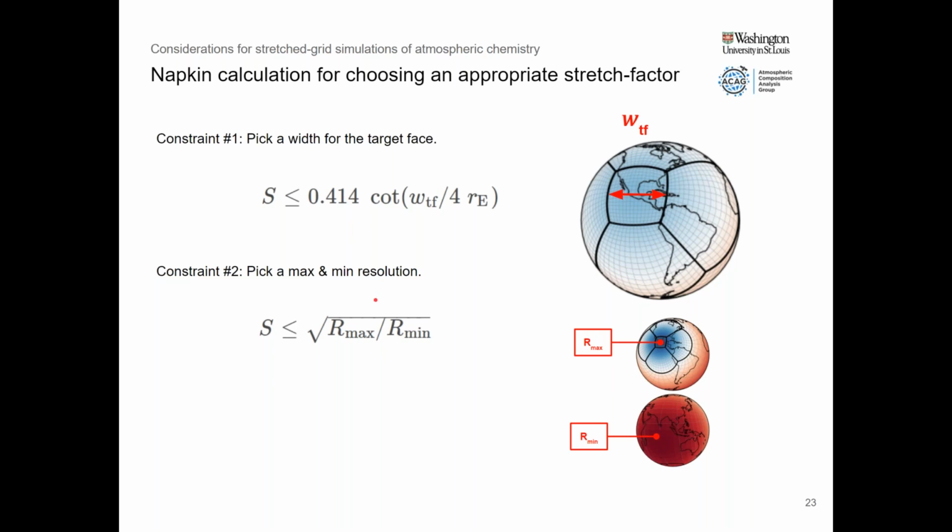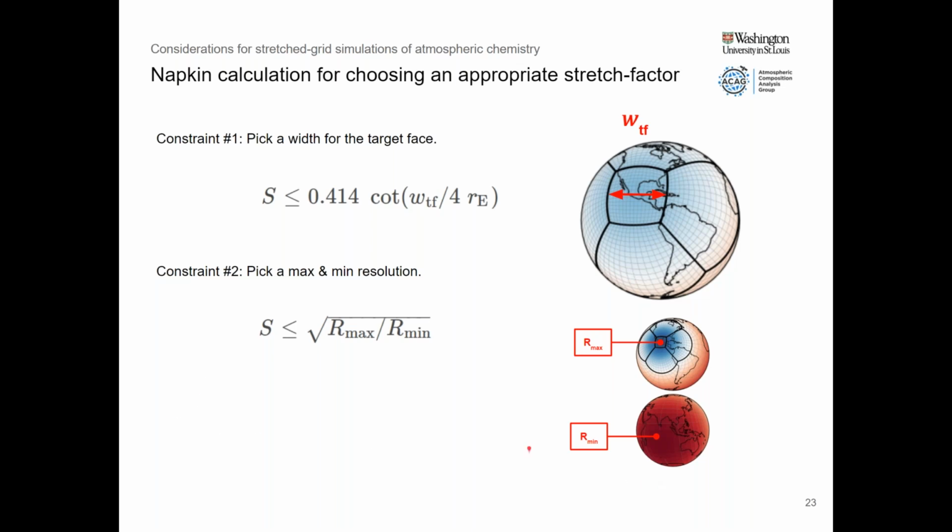The second constraint is choosing a desired maximum and minimum resolution. This minimum resolution is really what provides that dial for application-specific information.